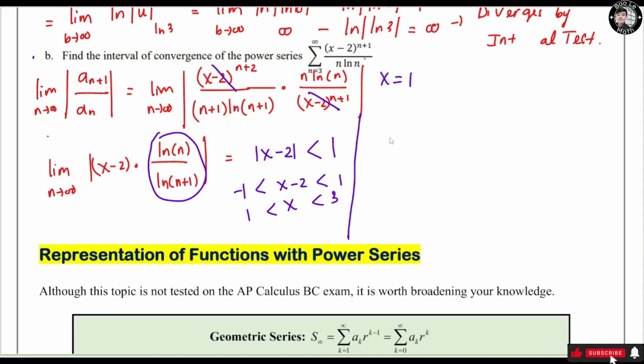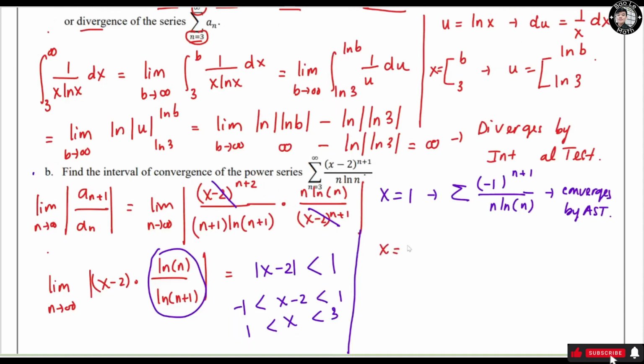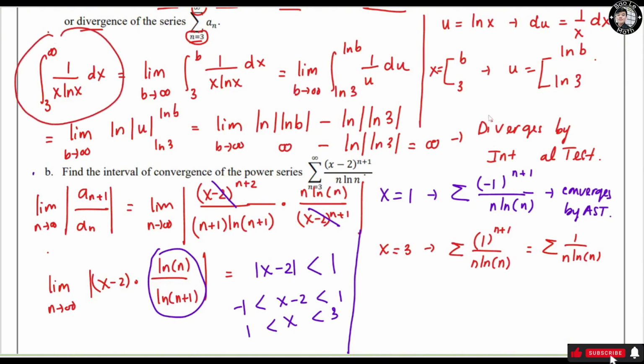Now, s equals 1. Substitute 1 for s, so the series becomes this. Now, this series converges by the alternating series test. I'm going to leave this one for you to check. Now, we're going to check s equals 3. Then the series becomes 1 over n ln of n. Now we're going to use the integral test to check whether this series is convergent or divergent, which we did before right here, and it diverges by the integral test.